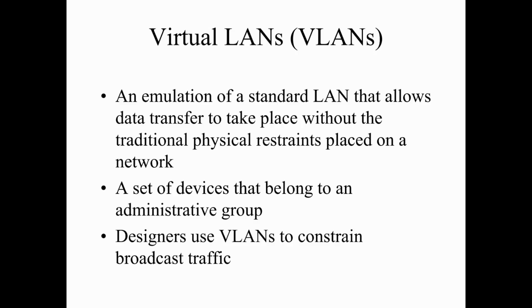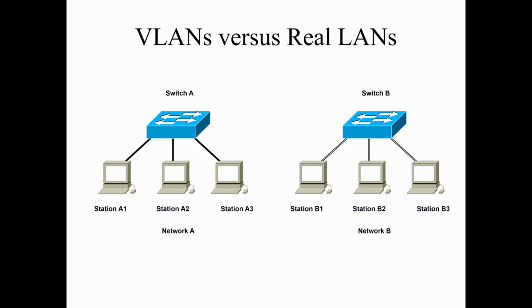We also have virtual LANs. That's always a big one. Virtual LANs actually allow for a set of devices that belong to a specific sphere of control to be grouped on physical switches. So in this example, we have two different switches, switch A and switch B. All stations for A connect to switch A. All stations for B connect to switch B. But we have to have two switches.